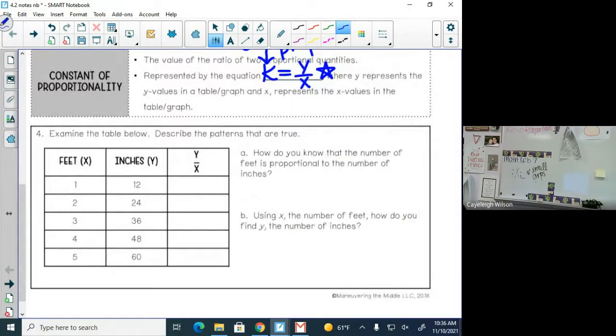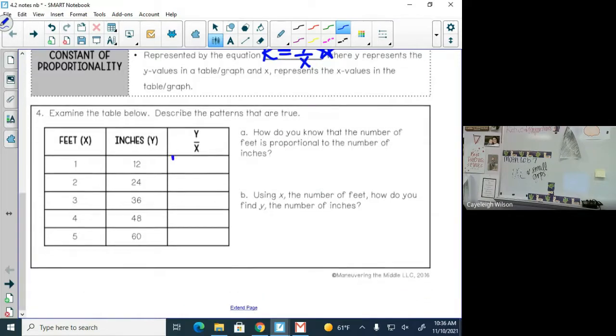Okay, so number 4 says examine the table below and describe the patterns that are true. Okay, so it says on A, how do you know that the number of feet is proportional to the number of inches? Well, we don't know that yet. So what we're going to have to do is finish the table. And the table says that we're going to take Y divided by X. So what column is the Y, does it say? Inches. Inches, and what column is the X? Feet. So we're going to take inches divided by feet.